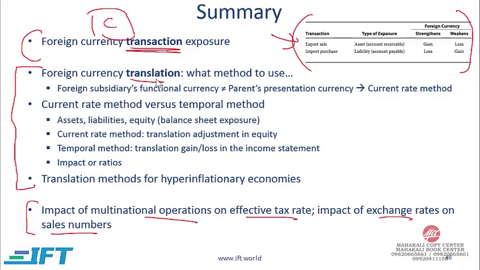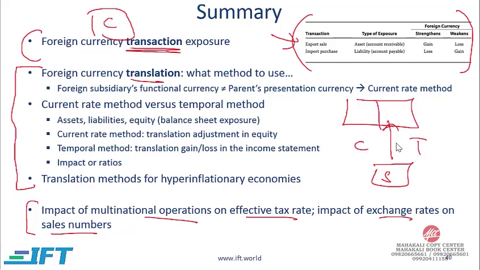Then we talk about translation. Here, a parent company has operations in other parts of the world and needs to translate the financial statement elements of the subsidiary into its own consolidated financial statements. The first critical point here is to understand that we have two methods, two translation methods. One is called the current rate method, the other is called the temporal method. If the foreign subsidiary's functional currency is not the same as the parent's presentation currency, then the current rate method needs to be used. Otherwise, the temporal method is used.